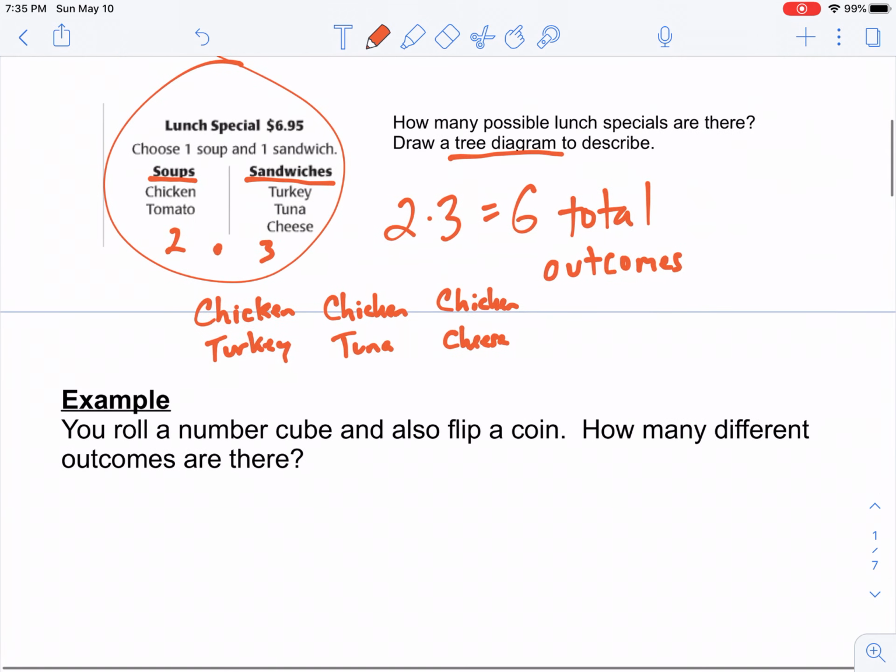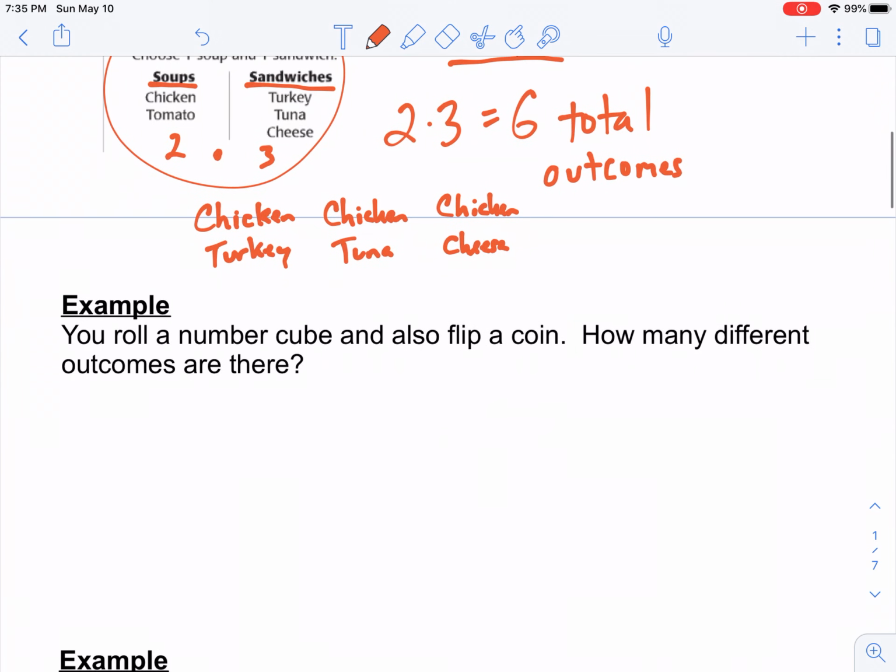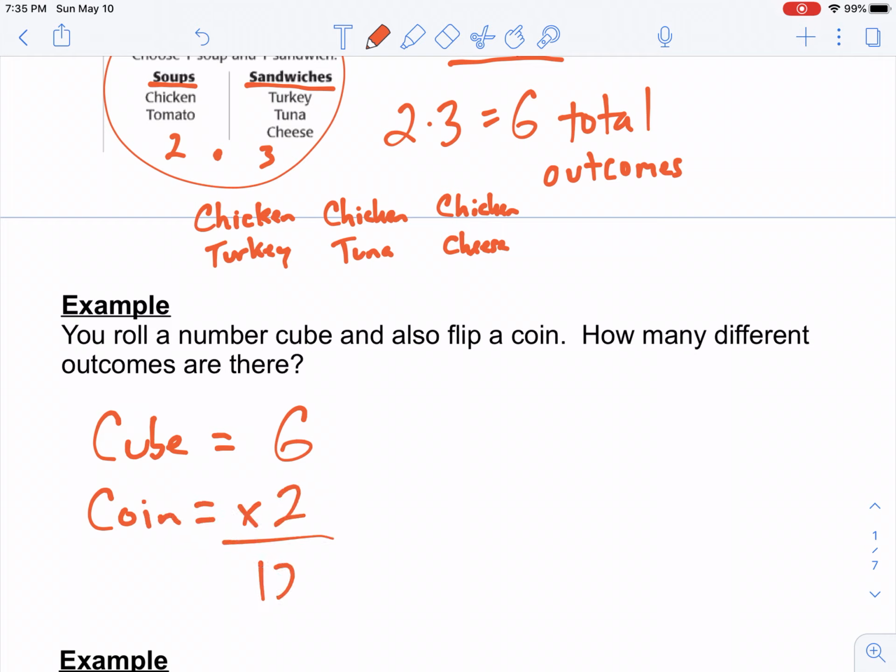You roll a number cube and also flip a coin. How many different outcomes are there? Well, on the cube, aka a number cube is just a dice, you have 6 outcomes, right, that are possible. On the coin, you have 2 outcomes, heads or tails. Multiply them. There are 12 total outcomes possible.